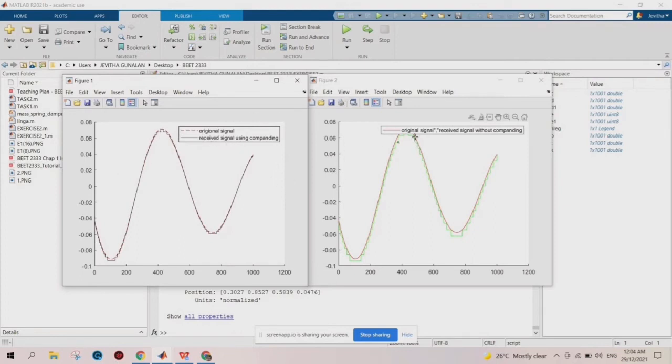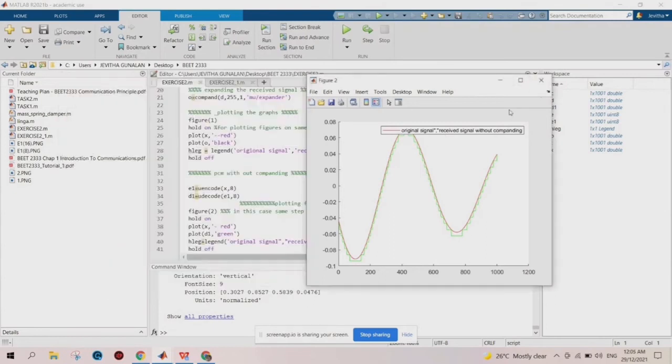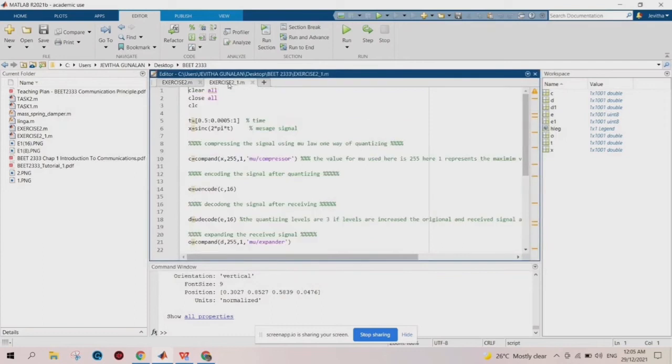For figure 2, the red line is the original signal, and the line receives signal without compounding. This is my output for n equal 8. And the second one, same as the n equal 8.